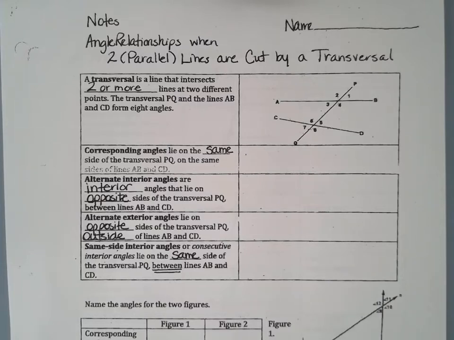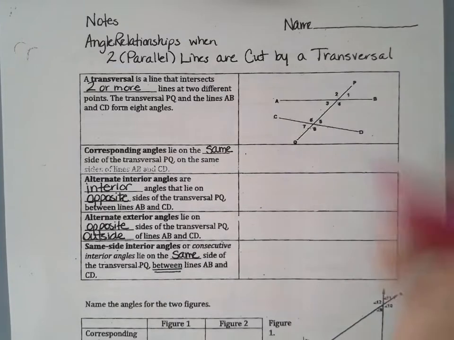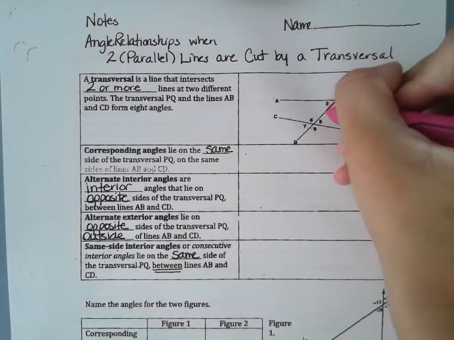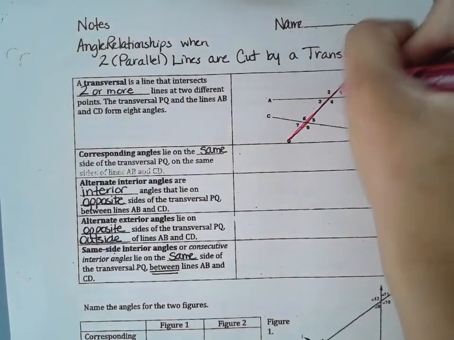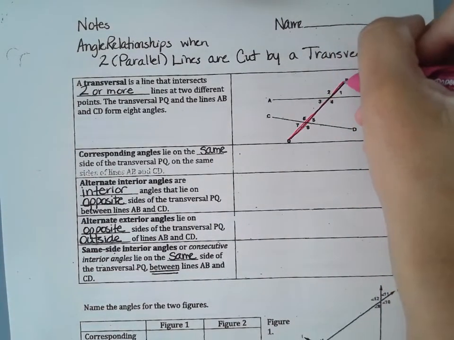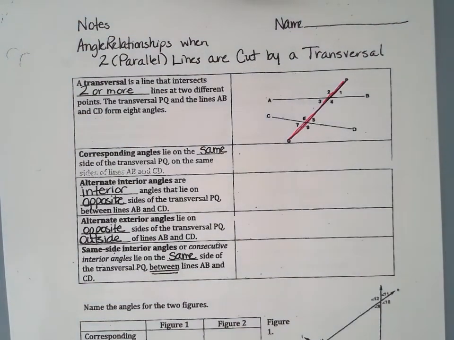Today we are going to be talking about angle relationships when two parallel lines are cut by a transversal. So a transversal, I'm actually going to color the transversal right here in pink. So just tracing over it in pink. A transversal is a line that cuts two or more lines at different points. Now the transversal in this case, PQ, and the lines AB and CD form 8 different angles.